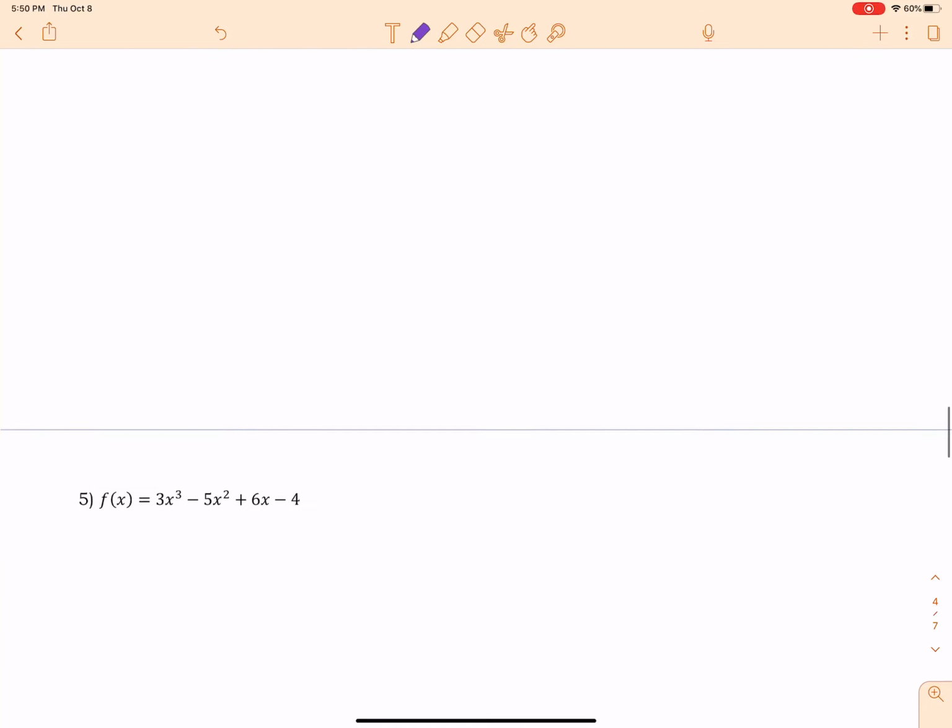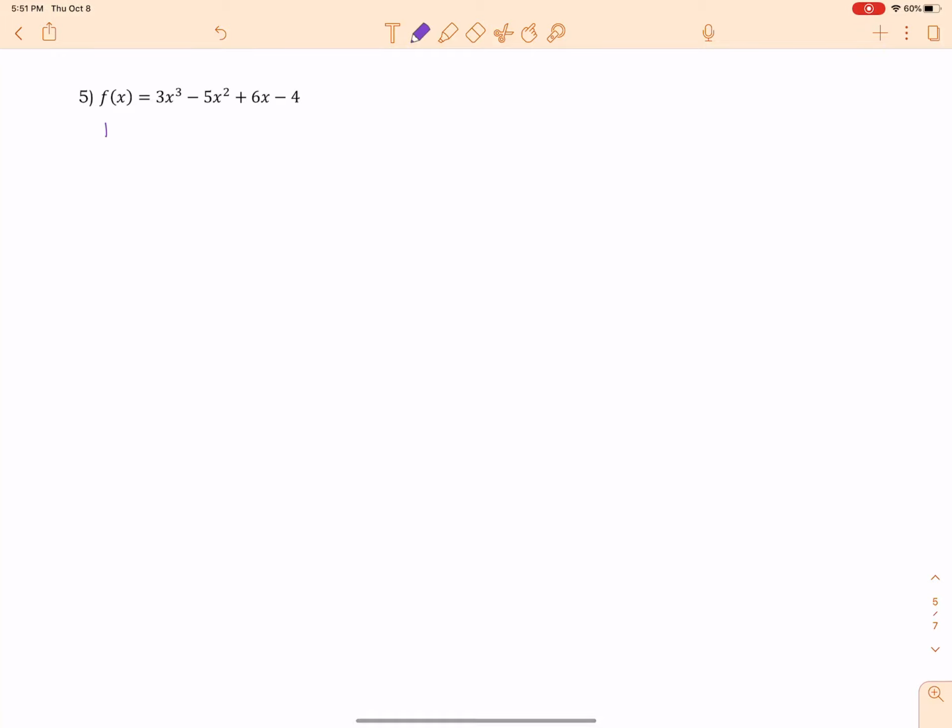Okay, now we're going to go ahead and do example 5 here. So if you will look at this, I'm always going to ask myself the question first, can I factor? And the answer is no, I cannot. Now I'm going to find my possible rational roots. Got 1, 2, and 4 up here, 1 and 3. So that gives me 1, 1/3, 2, 2/3, 4, 4/3. So all my possible rational roots.